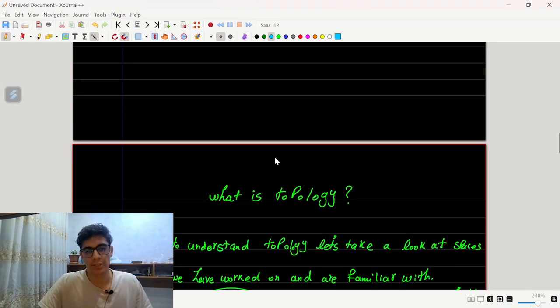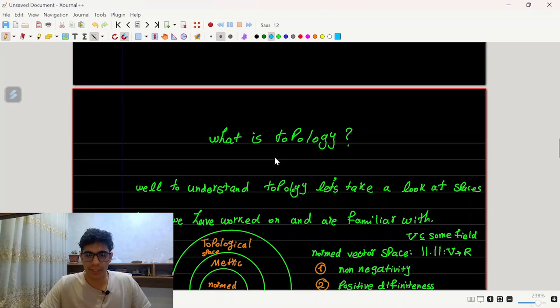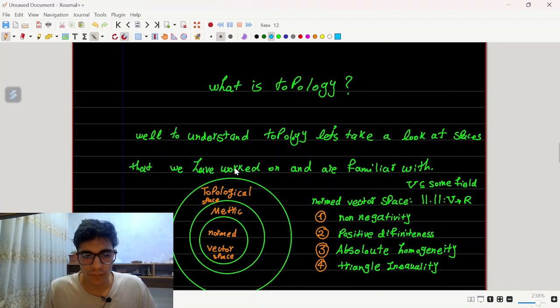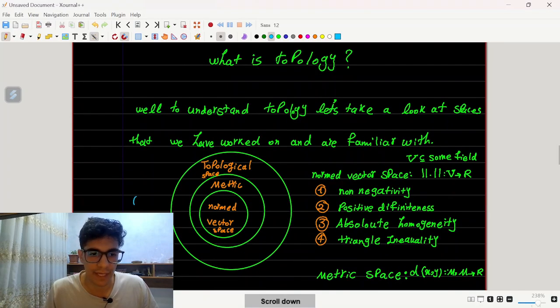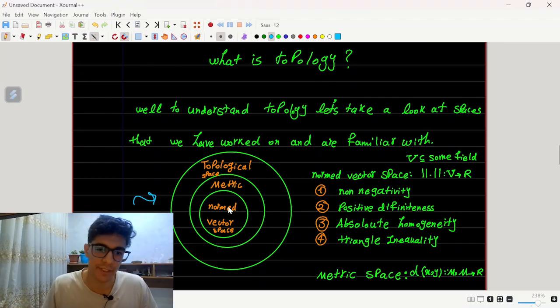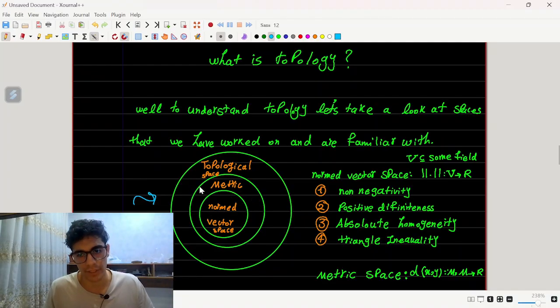So what is topology? Well, to understand what topology is, I just want to take a look at spaces that we are familiar with, and then I'll tell you what a topological space is. So, we have a diagram right here, and we can see that normed vector spaces, which we have worked with a lot, are the smallest of these three spaces, and then there are metric spaces and topological spaces.